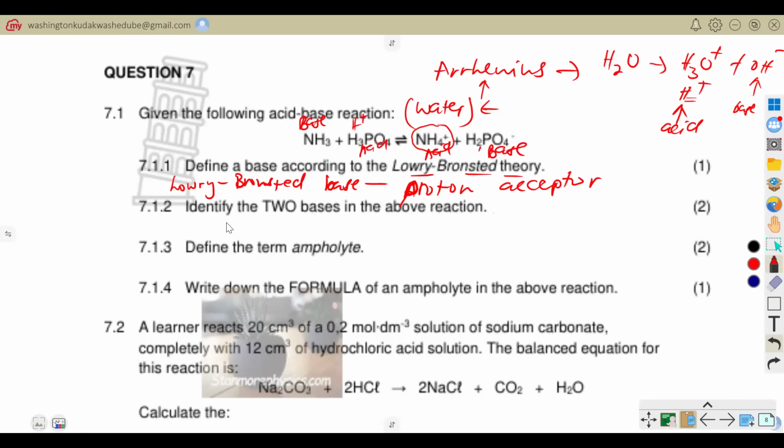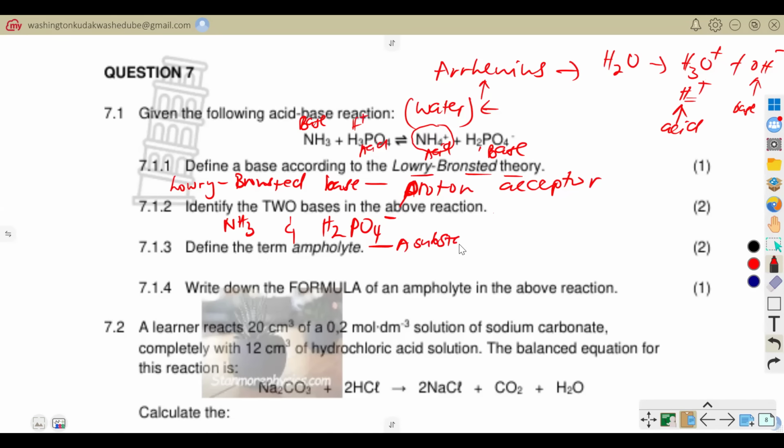So the two bases would be ammonia and H2PO4 minus. And then now they're saying define the ampholyte. This is a substance that can either be an acid or a base. It acts as both.